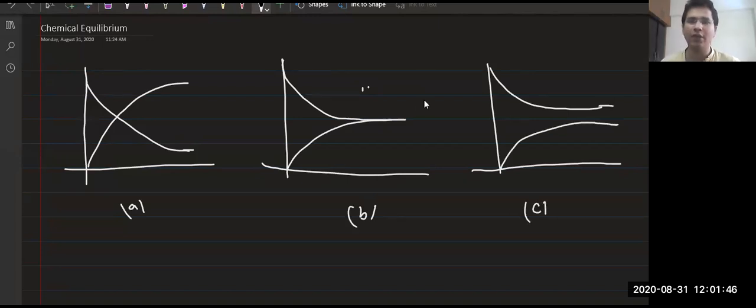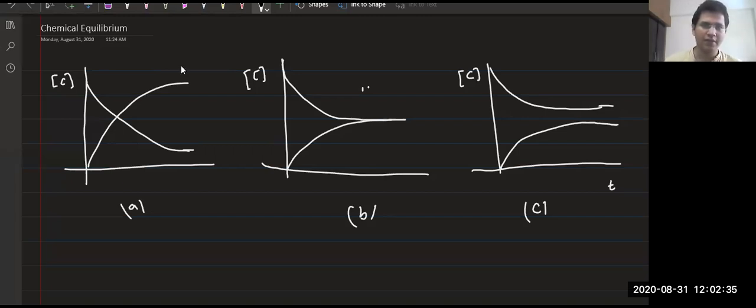Now tell me, out of these three, which reaction is an equilibrium reaction? Which graph represents equilibrium? This is concentration, this is time. A, B, or C, or all, or A, B? Yes, very good, everyone. All three represent equilibrium. Most of you are right. The only difference is the concentration.